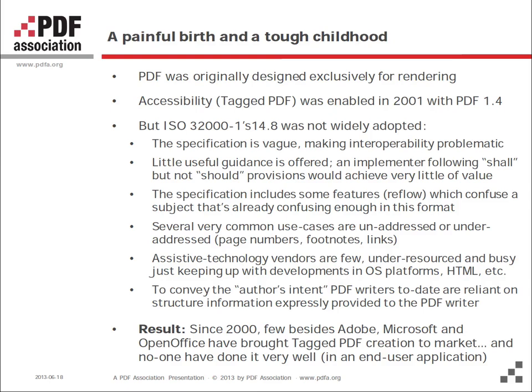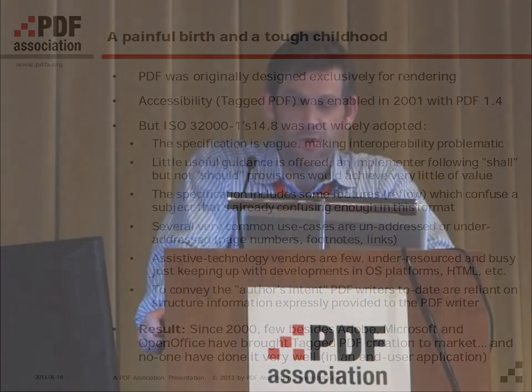It wasn't until 8 years after the original introduction of PDF in 1993 that tagged PDF became part of the PDF reference with PDF 1.4 in 2001. The relevant section of PDF 1.4, which is now ISO 32000's 14.8, was not widely adopted across the industry. And there are a variety of reasons for this. As Olaf mentioned yesterday in his presentation, the specification for tagged PDF is relatively vague.